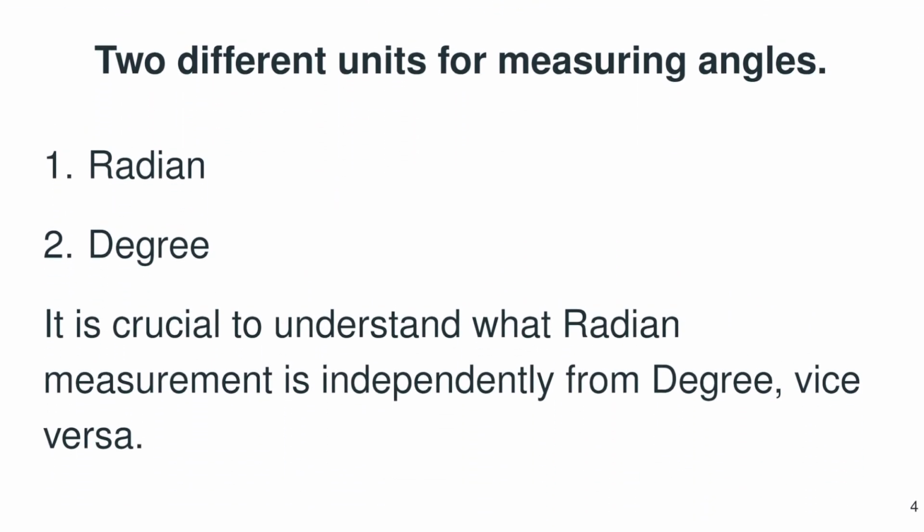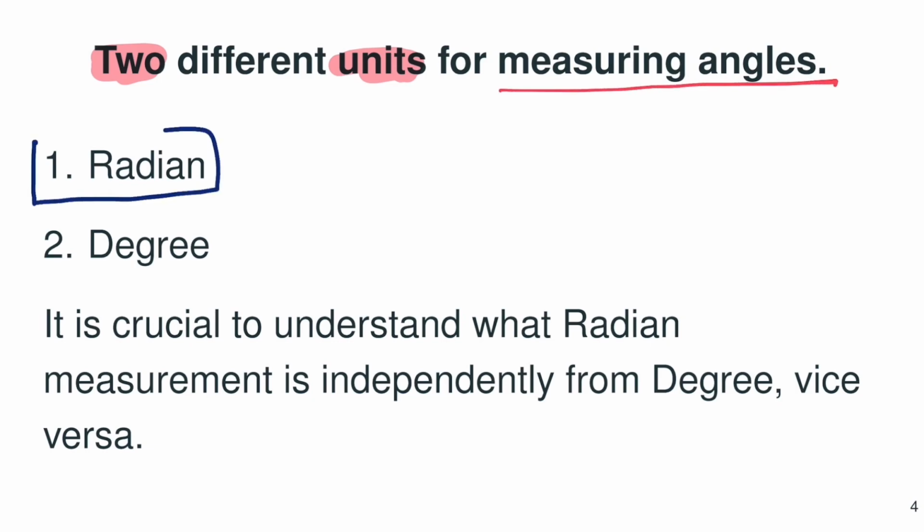So there are two different units for measuring angles. One is known as radian. The other one is known as degrees. And we'll talk about each one of them separately.